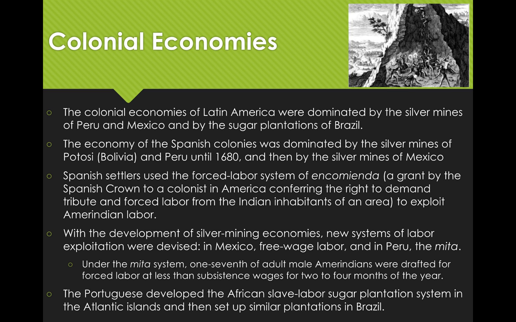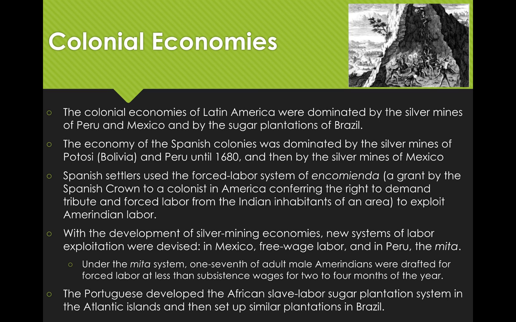The economy of the Spanish colonies was dominated by silver because gold was not available, or there wasn't as much gold as originally thought, which became quite the surprise later on. Silver mining and processing required a very large labor force, and that led to environmental effects that included deforestation as well as mercury poisoning to the people who were actually mining for silver.